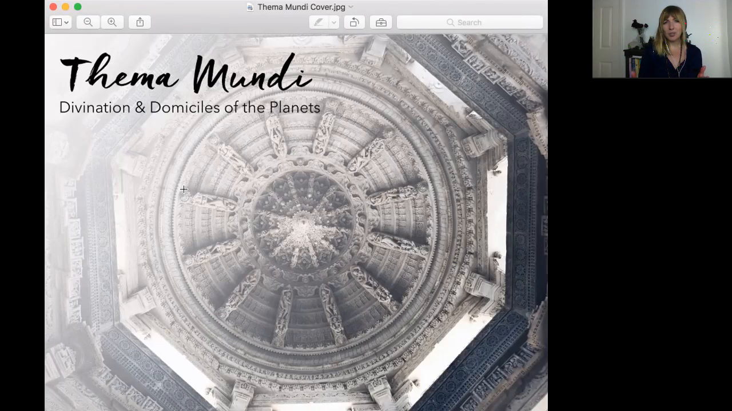A birth chart, or any kind of chart, is really a mandala. And so there's a lot of divinity and symbolism coded into the Thema Mundi and any kind of circular pattern or chart. And I think this is important because it's a whole system, and it's really easy to forget that when you're looking at astrology or your birth chart.